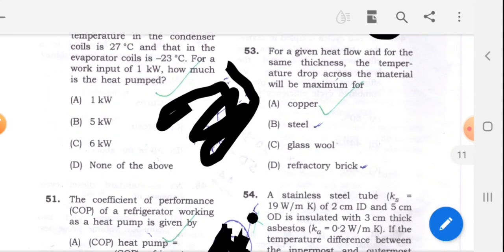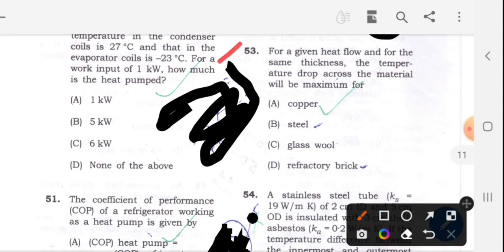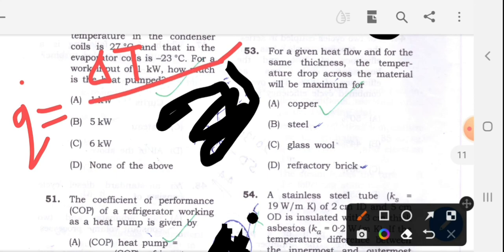So let's move on to the next question, 53. For a given heat flow and the same thickness, the temperature drop across the material will be maximum for which material. For that question we have to know the Fourier law of heat transfer, Q dot, the rate of heat transfer, is equal to del T, the difference in temperature, divided by B by K into A. Here B is the thickness, K is the coefficient of conduction, and A is the area.